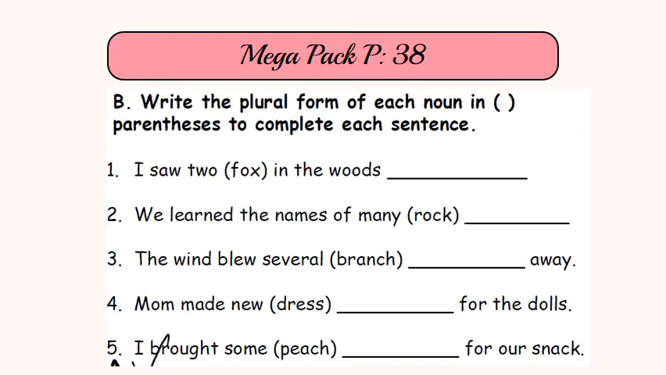Write the plural form of each noun in parentheses to complete each sentence. I saw 2 fox in the woods. It has to be foxes, but how do I write it? Of course, I should add es. We learned the names of many rocks, so it ends with ck, so I only add s. The wind blew several branches away. It ends with ch, so I should add es.